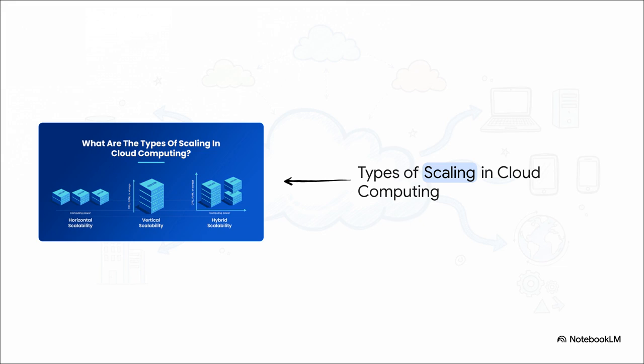Then on the flip side, there's horizontal scalability. This is about adding more servers to share the workload, literally expanding your computing power outward. This is absolutely crucial because it ensures a business can efficiently handle massive spikes in web traffic without having to invest in permanent, expensive hardware that they just won't need a week later.